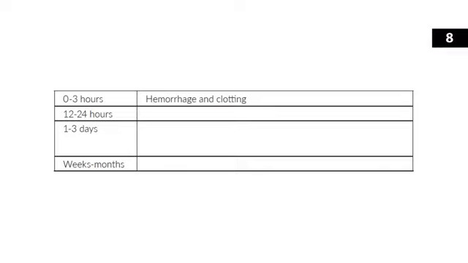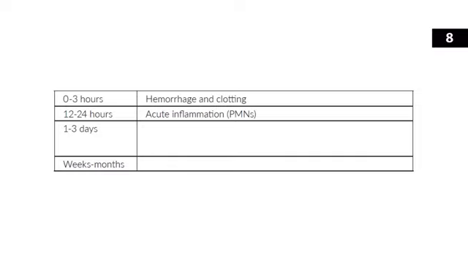Then over the course of the first 24 hours, there's going to be acute inflammation, and we said that the cells of acute inflammation are the neutrophils. And of course, those chemotactic factors are going to come into play here to flag the neutrophils down and make sure they get to the right place.